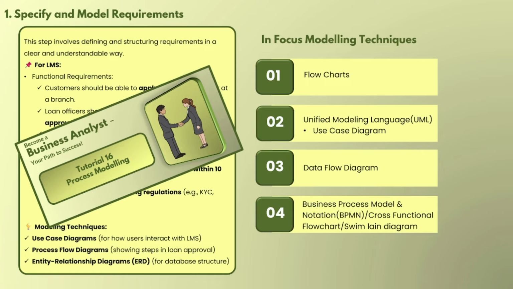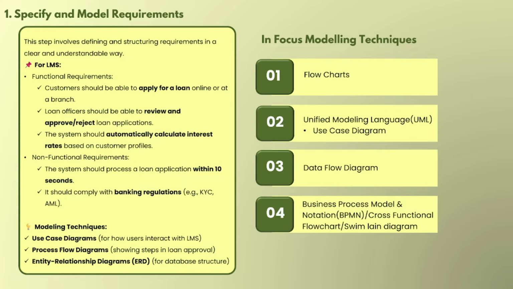As far as modeling techniques are concerned, we will cover each and everything in tutorial 16, process modeling. Here we will see only modeling technique names like flowchart, then Unified Modeling Language (UML), with use case diagram included in that, then data flow diagram, and very important, Business Process Model and Notation, famously known as BPMN, which is also known as cross functional flowchart. Some people also call it a swim lane diagram.